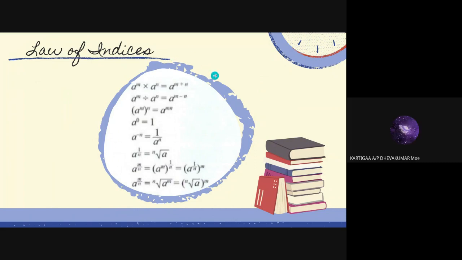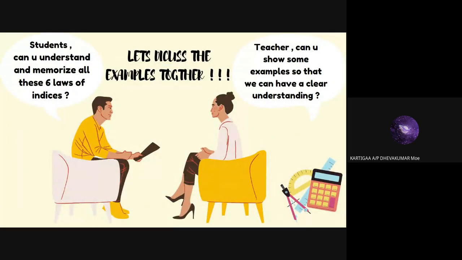Laws of indices. These are the formulas used in this chapter. Students, can you understand and memorize all these 6 laws of indices? Teacher, can you show us some examples so that we have a clear understanding?